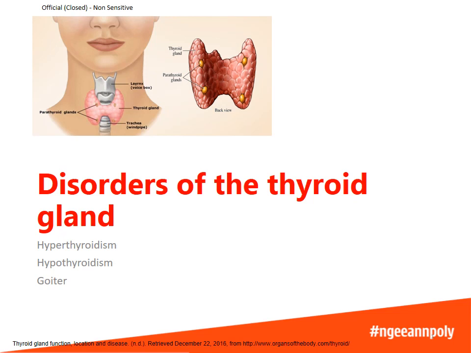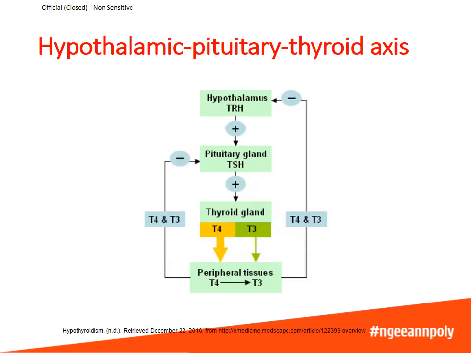This section covers disorders of the thyroid gland. The thyroid gland is a butterfly-shaped gland located in the front of the neck. Before we look at the disorders, let's first look at how thyroid hormones are regulated.